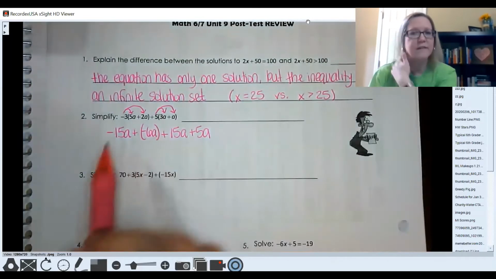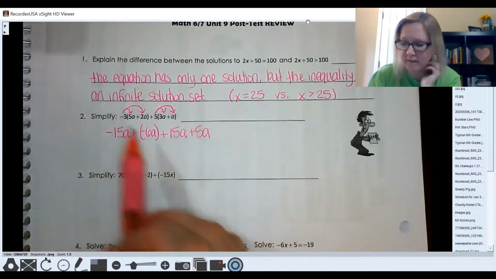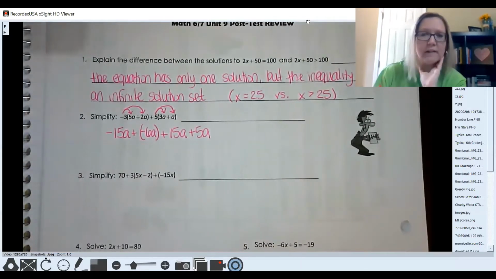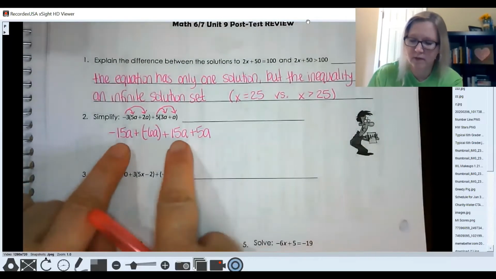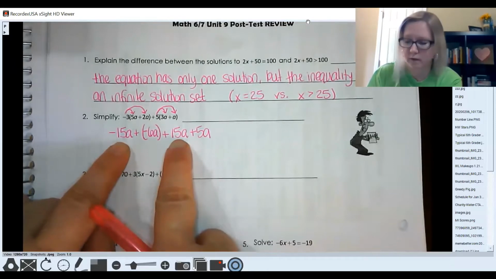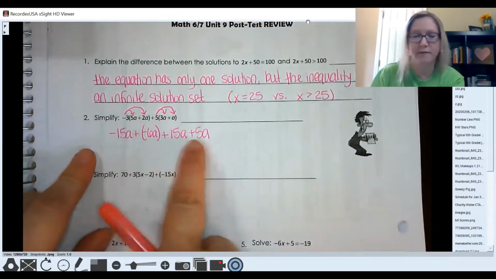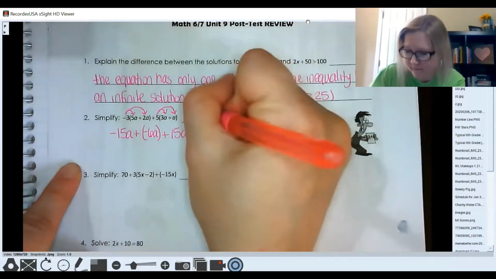Now I notice that these are all like terms, so I'm going to add all of their coefficients. Look at these carefully. I see -15a and 15a. Those are a zero pair, so those would really cancel out, leaving me with -6a plus 5a. So my answer is going to be -1a or just -a.